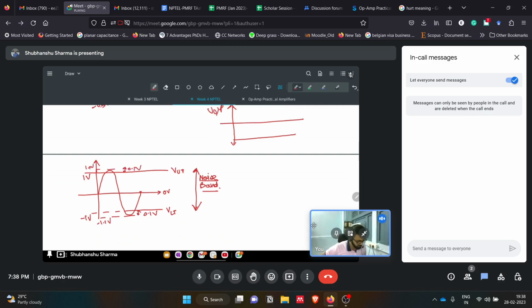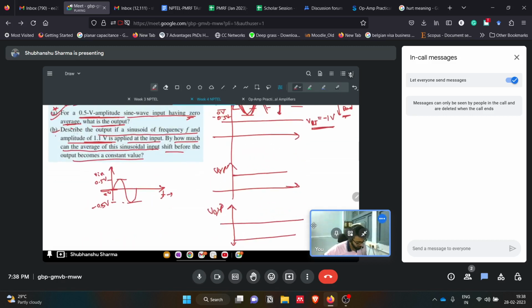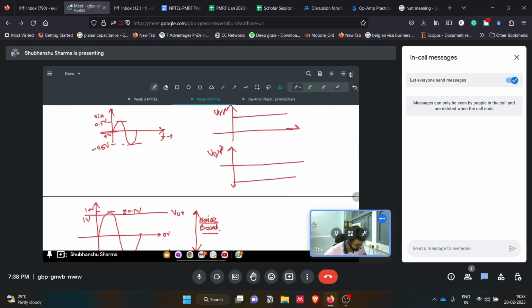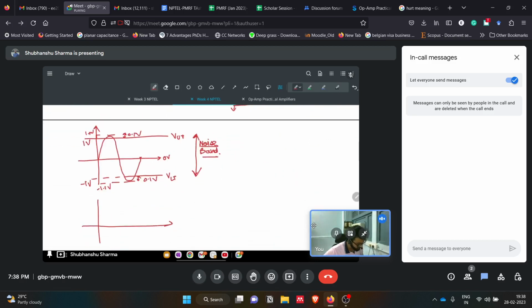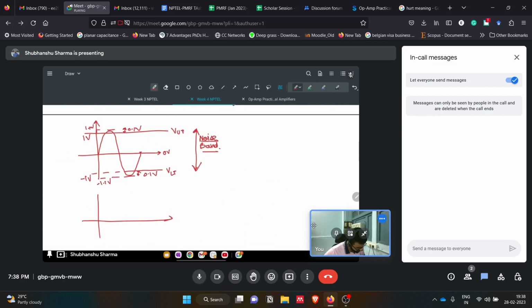So now the question is saying we need to shift the average of the sinusoidal input before the output becomes a constant value. In this case, what will be the output if we give this to the comparator? We know once it goes above the upper threshold, then it will become high, otherwise it will be low. Okay, and once it goes below the lower threshold, then it will be zero, sorry.